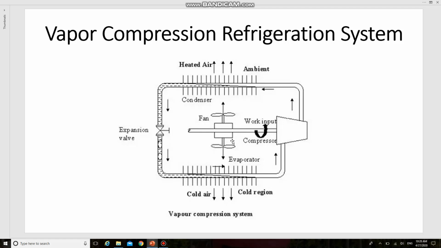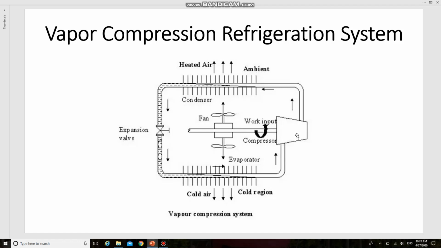In the working of a vapor compression refrigeration system, the refrigeration effect is obtained in the cold region as the heat is extracted by the vaporization of refrigerant in the evaporator. The refrigerant vapor from the evaporator is compressed in the compressor to a high pressure at which its saturation temperature is greater than the ambient or any other heat sink.